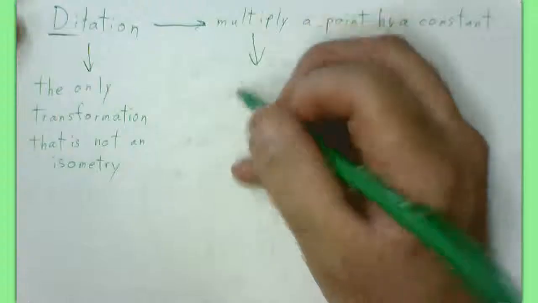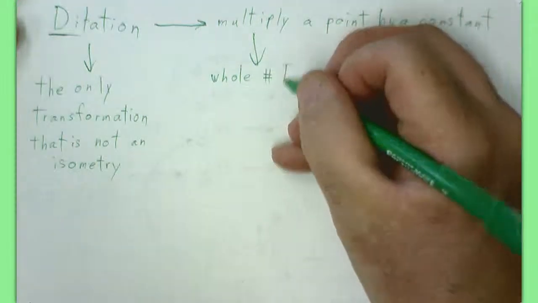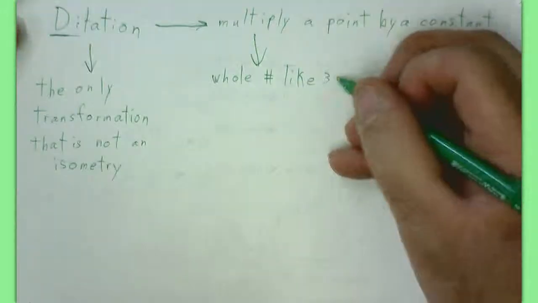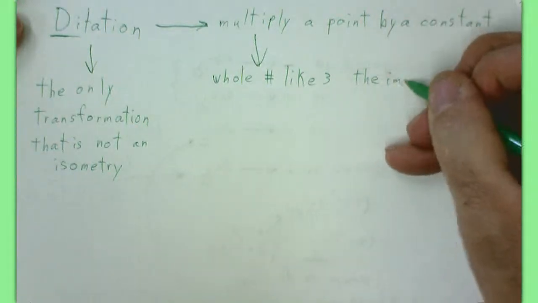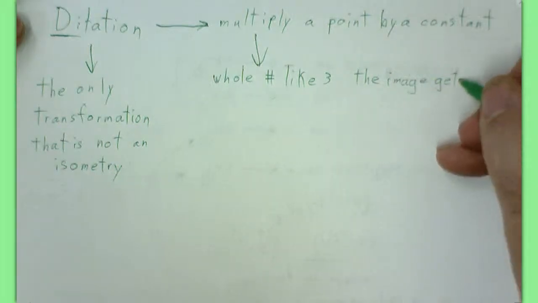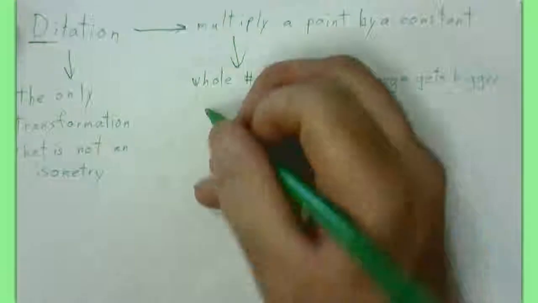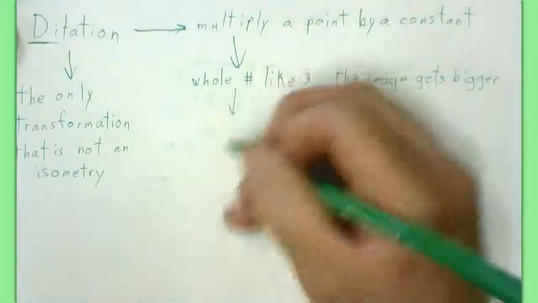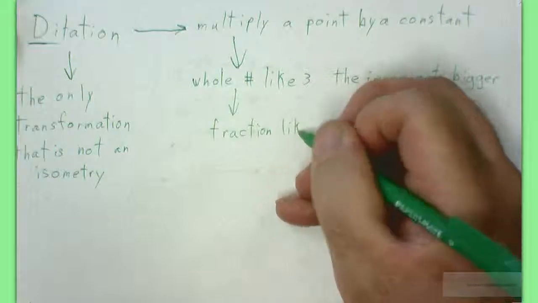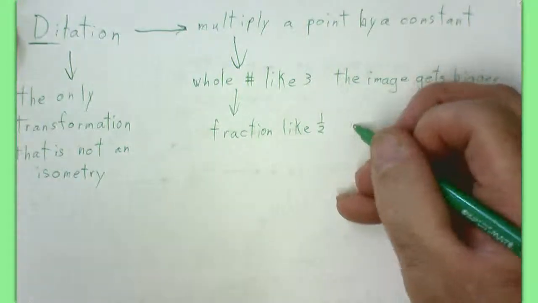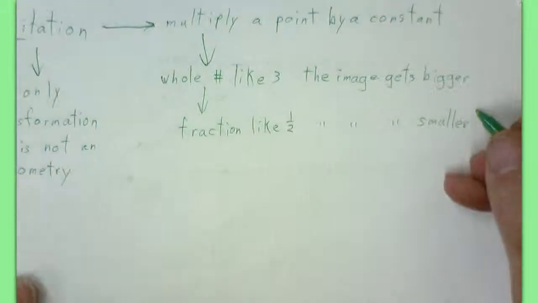And when we multiply, we might multiply by a whole number, like 3. The figure, or the image I should say, the image gets bigger. Or we might multiply by a fraction, like 1/2. And the image gets smaller. Alright.